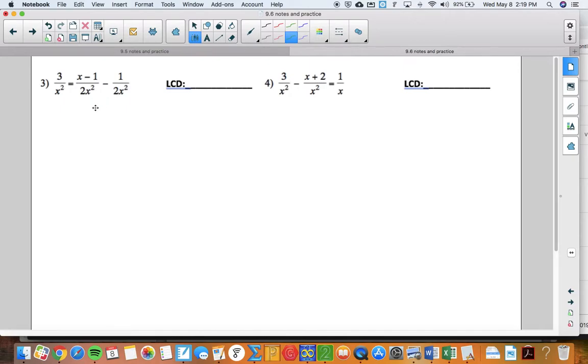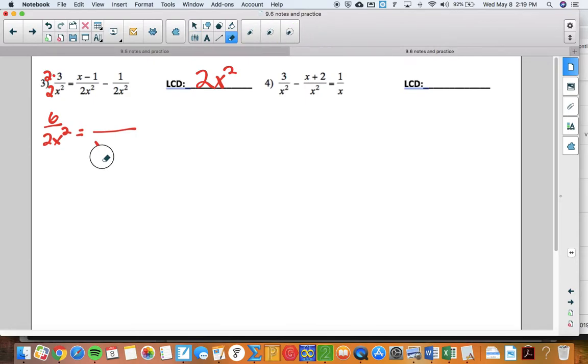Let's see, I have 2x squared, 2x squared, x squared. So if I multiply the left equation by 2 to get 2x squared, I will have the same denominator for all fractions. So I'll get 6 over 2x squared equals, let's simplify the numerator now.